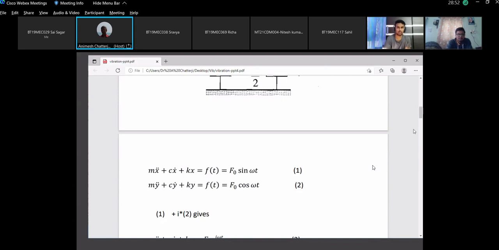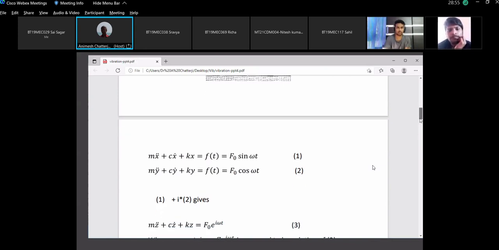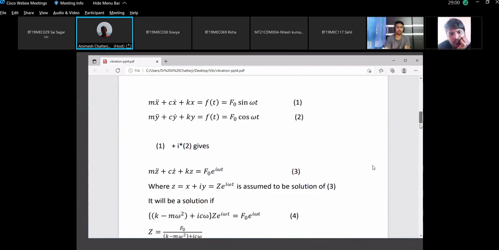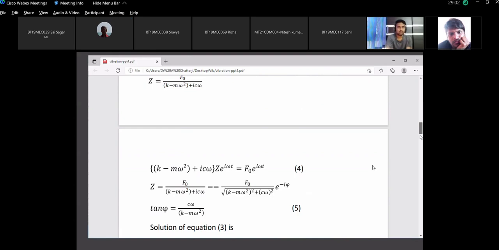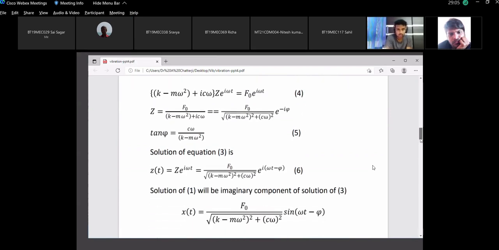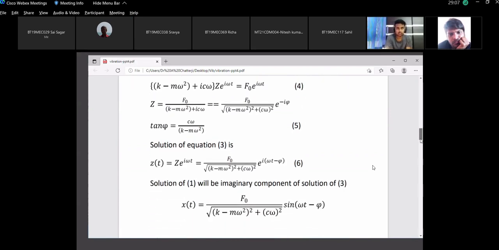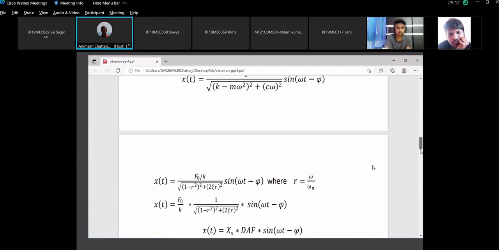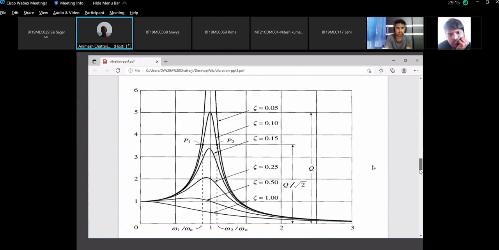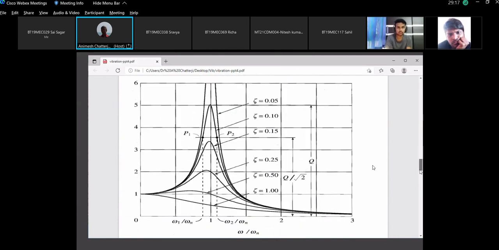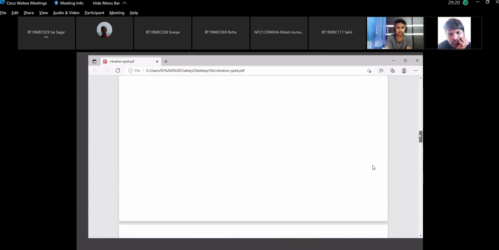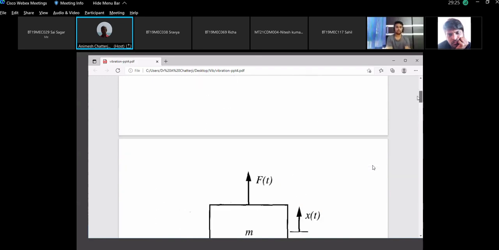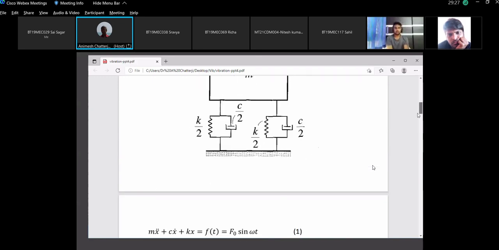Now the thing is that, अरे मैं यहाँ पे क्यों आ गया? Unbalance में I have entered unbalance. Okay. So I have opened a wrong PPT, forced vibration, but ठीक है, चलो.